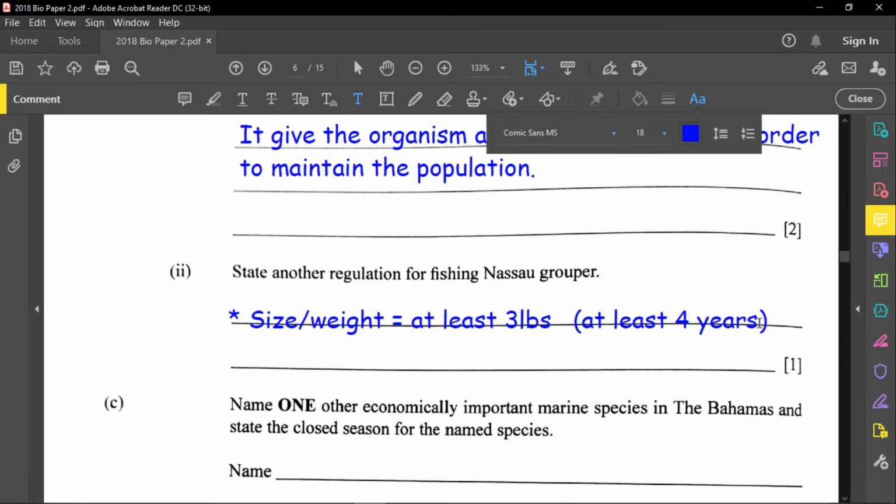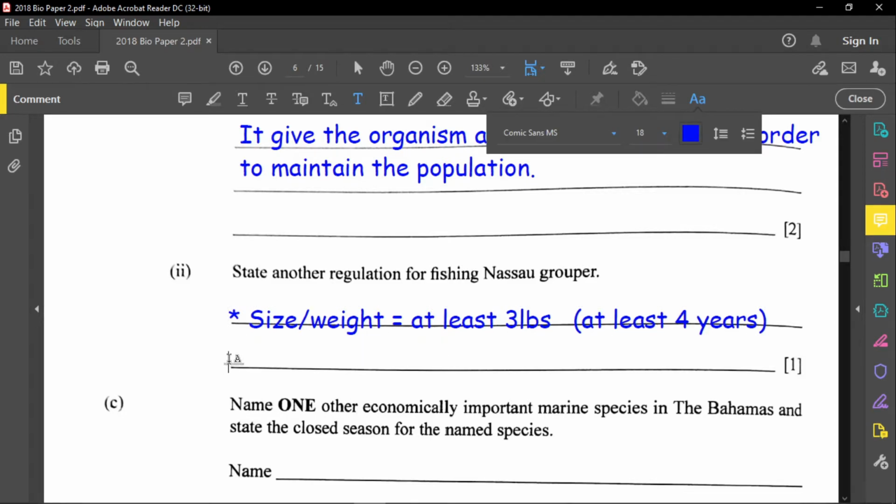I mean, you will not have a calendar to check how old the Nassau grouper is, but by looking at the relative size or the relative weight, you can say, okay, this is less than 3 pounds, so it must be less than 4 years old. So you want to catch the largest possible grouper. In other words, make sure that they at least get some chance to reproduce and maintain the population.